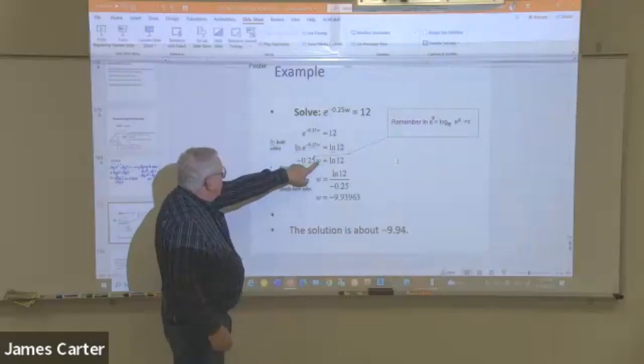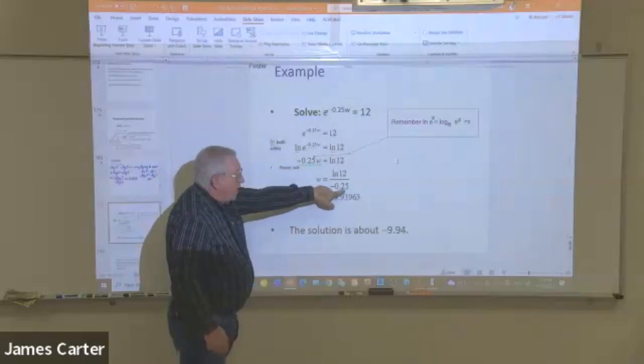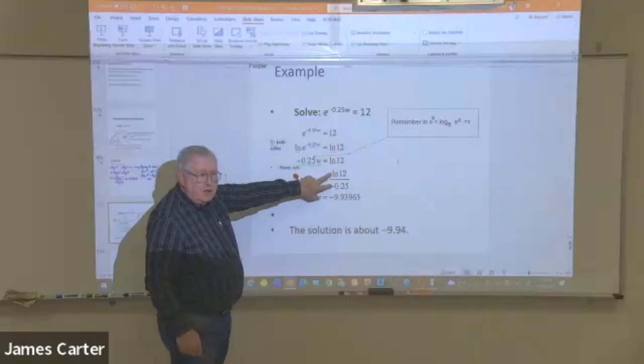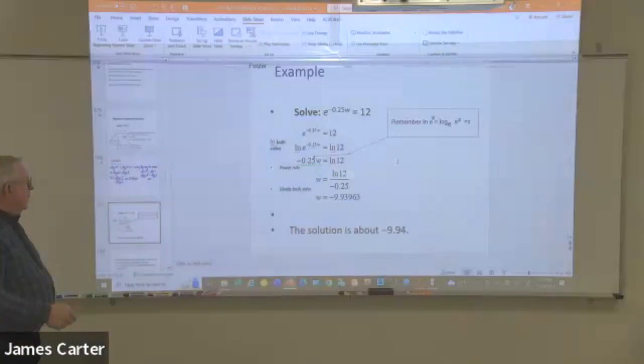Well, I want to find W by itself. So I divide both sides by negative 0.25 right here. Then this is what I put into my calculator. Fraction key, LN 12, go down, negative 0.25, equals, and it'll give you that answer. In this case, they just rounded it off to 2 digits. If I don't specify, assume 4. Any questions on this one?